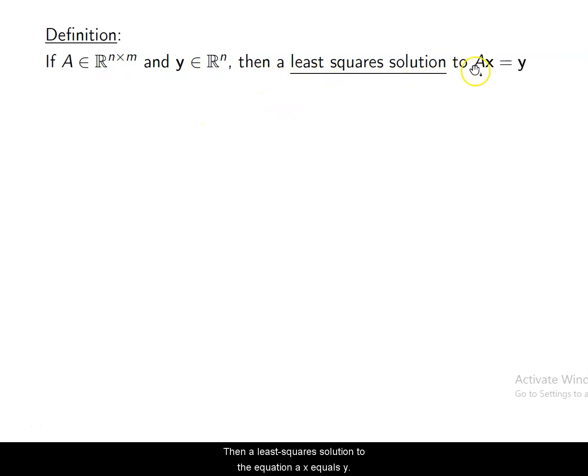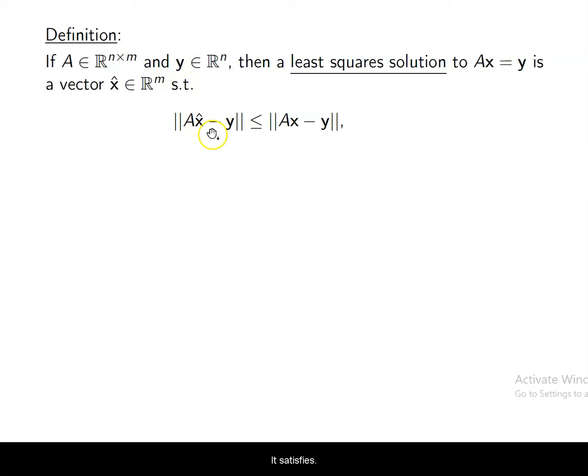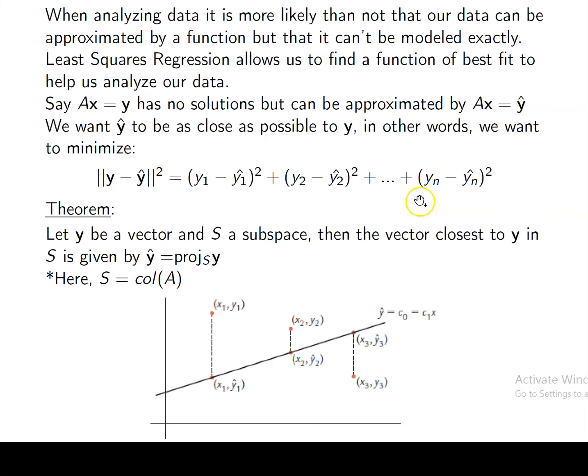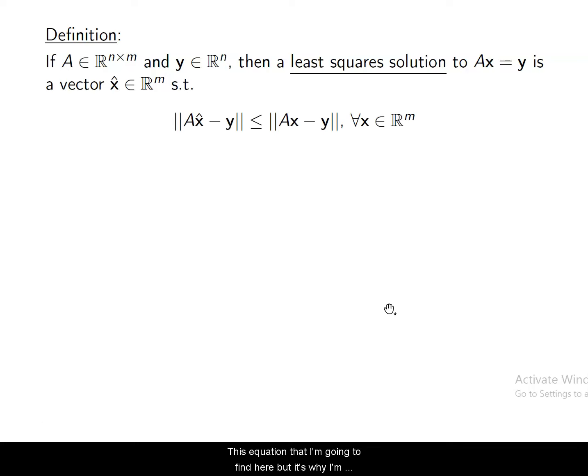Okay, so definition: if A is an n by m matrix, and y is an n-dimensional vector, then a least squares solution to the equation Ax equals y is a vector x hat, and x hat will be of dimension m. It satisfies this condition: the distance between Ax hat and y is less than or equal to the distance between Ax and y for the actual solution. So this x hat is our approximation of input values here. This x hat is what gives me the values for this equation that I'm going to find here for this y hat. And this is true for every x inside of R^m.